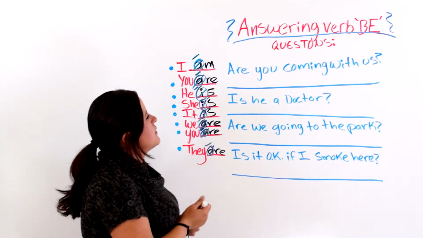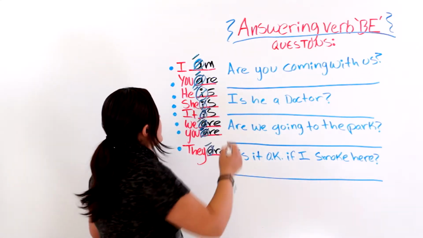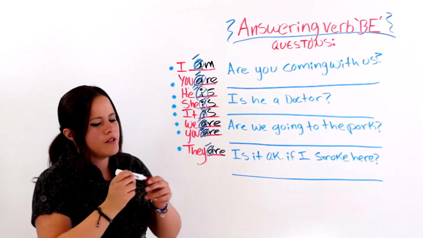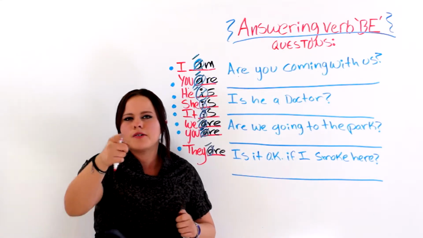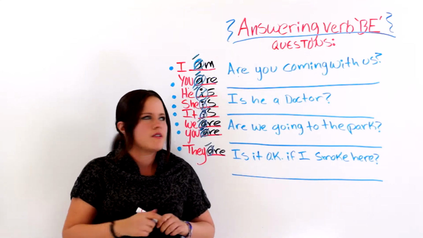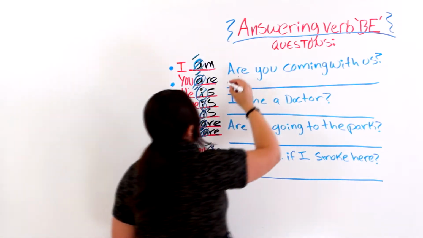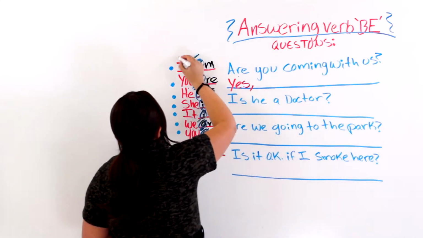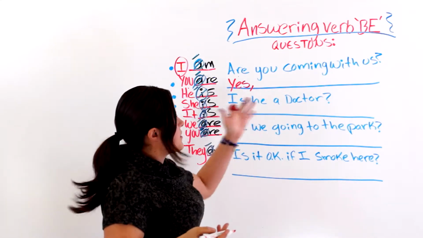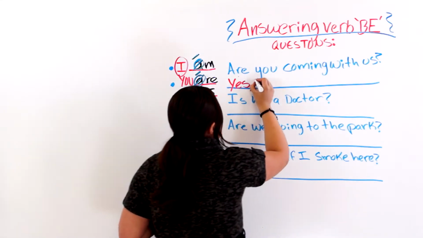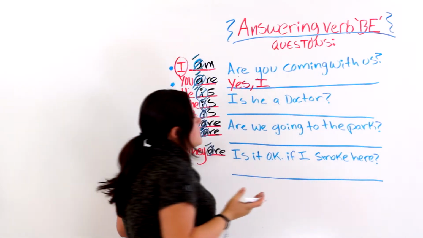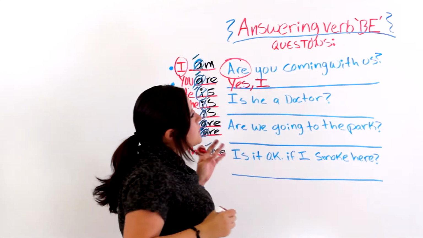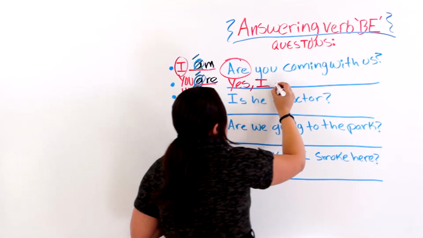Are you coming with us? How would you answer that question? We're saying, are you, okay? But let's say that we're talking to you watching over there. Are you coming with us? If your answer is affirmative, you're gonna say what? Yes, I... You know that you have to answer with the verb be in the correct form because I'm asking you with verb be, right? Are you coming with us? Yes, I am.